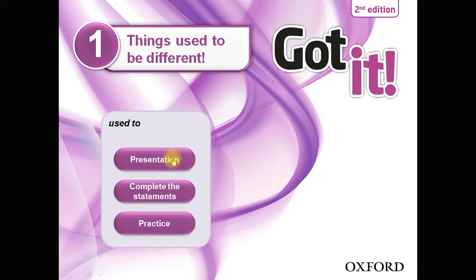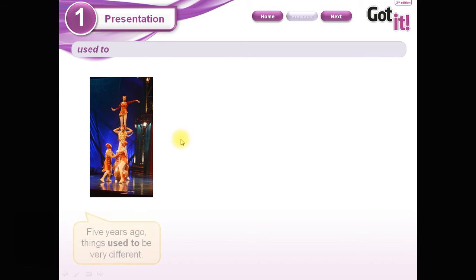So we are going to start with the presentation. Okay? Now, "used to," if we put it in Spanish, it means "solía." Okay? So it refers to things we did in the past. Five years ago, things used to be very different.